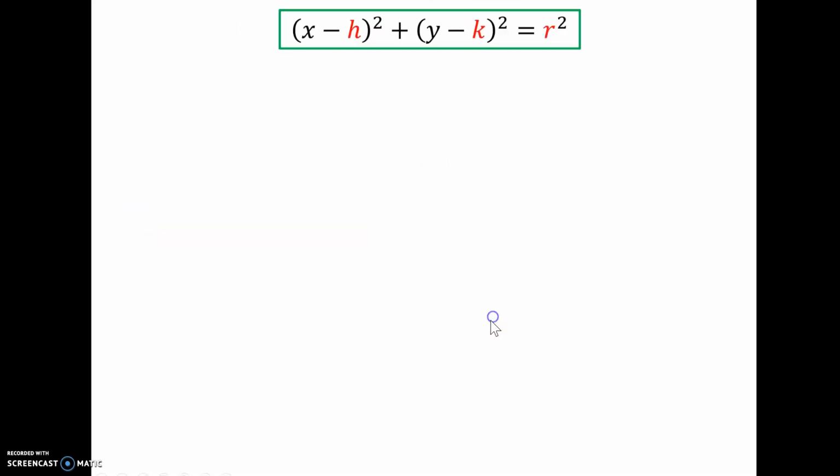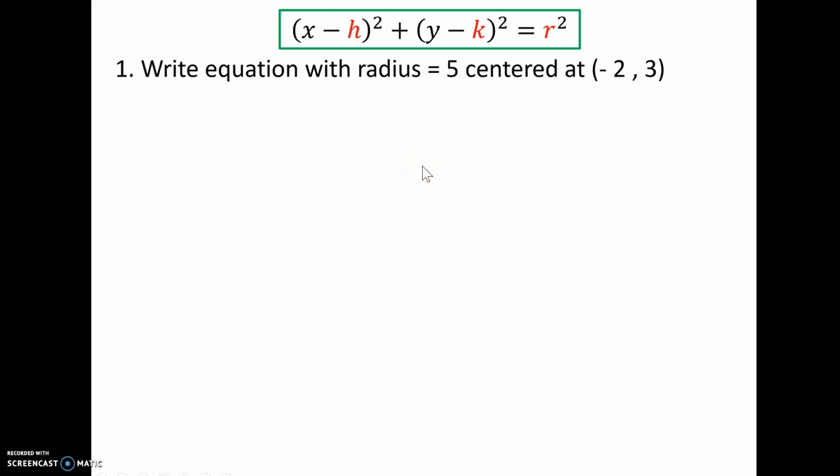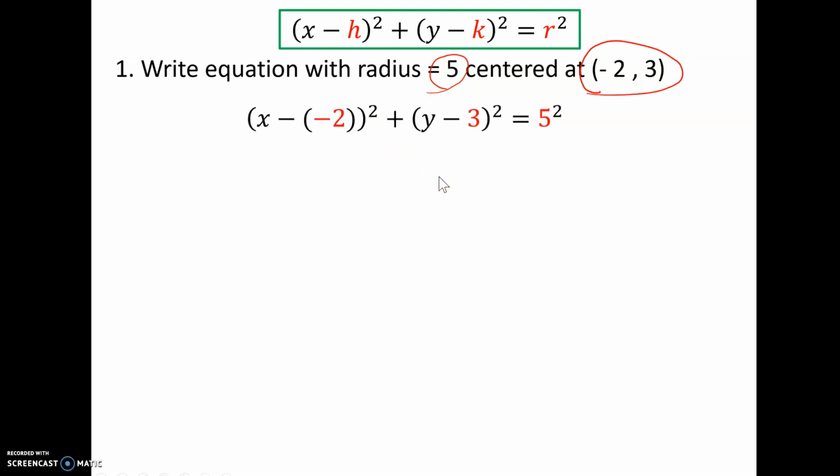All right, so there are two pieces of information that I need to know when I want to write the equation of a circle. I have to know what my center is, and I have to know what my radius is. So you're giving me my center and my radius. I'm going to replace my h with my -2 and replace my k with 3. And I get this, -2 here and a 3 here.